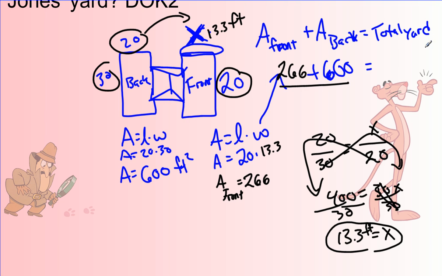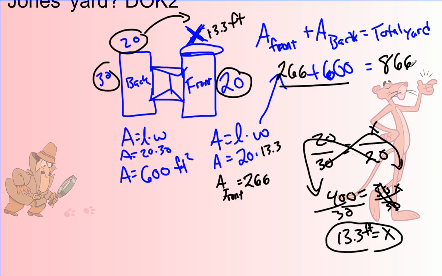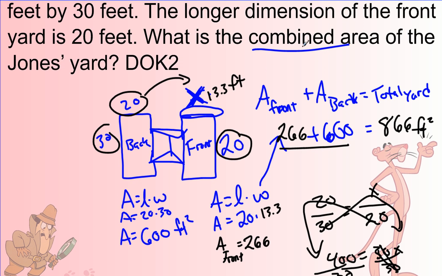And now that allows me to find the total area of the yard. 266 plus 600, I didn't need a calculator, but I pulled it up. 866 feet squared. What is the combined area of the Joneses' yard?